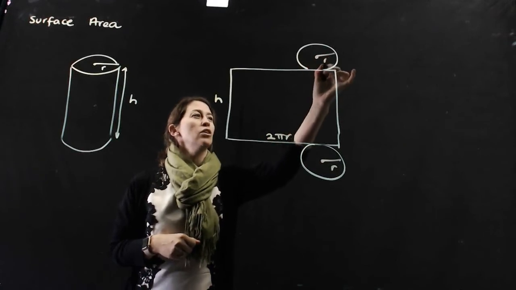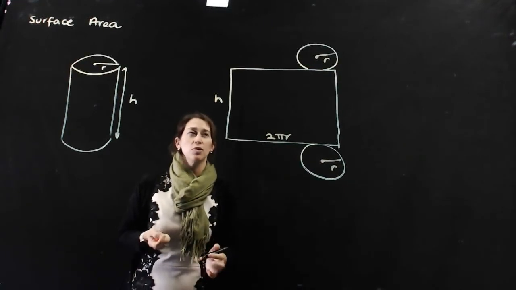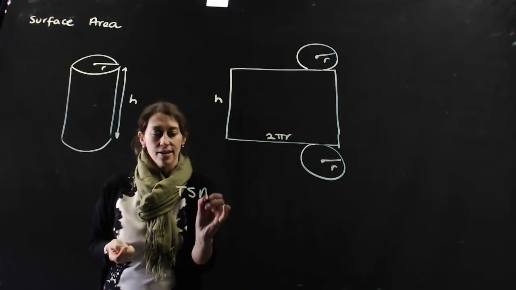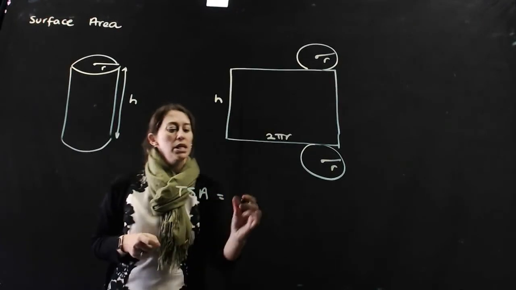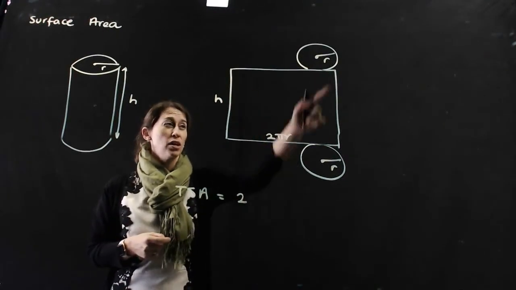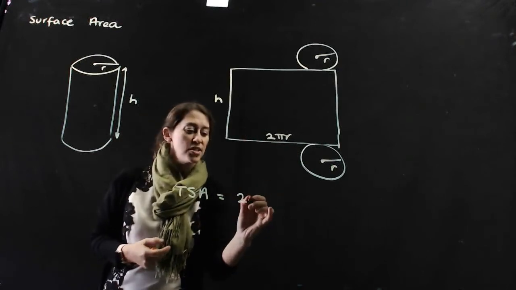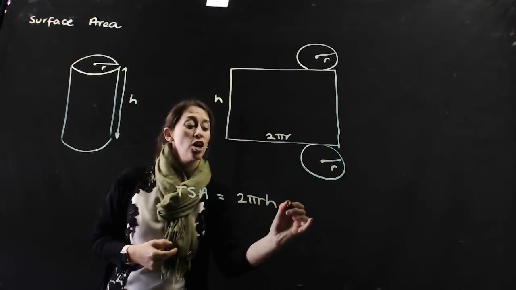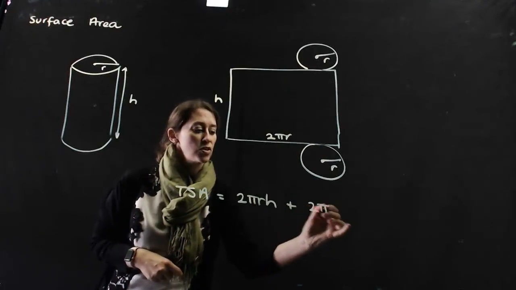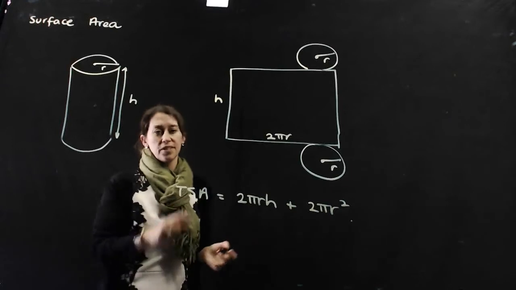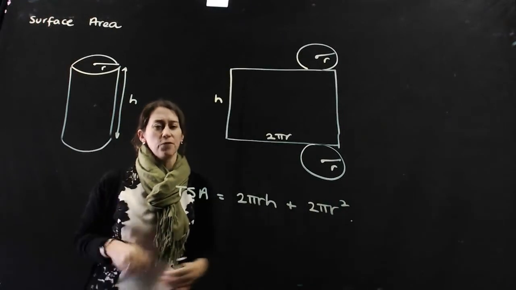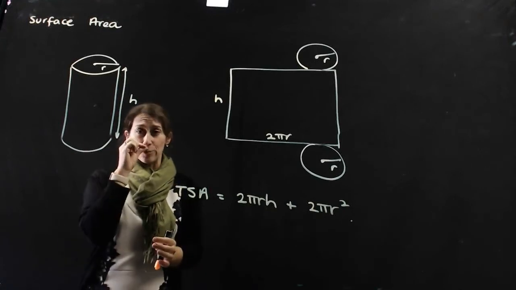Now let's work out each of the individual areas. We've got two circles. So the total surface area, TSA, of this cylinder is, well, obviously the area of the rectangle, which is 2 pi r times h. So we say 2 pi r h plus two circles, the area of each circle being pi r squared. This is the formula that you should learn. It will be given on your formula sheet, but it's the formula for the total surface area of a cylinder.